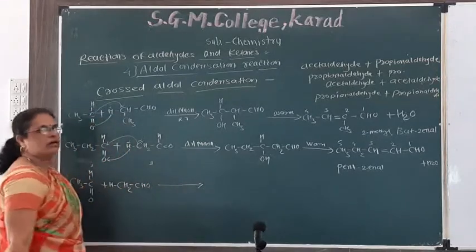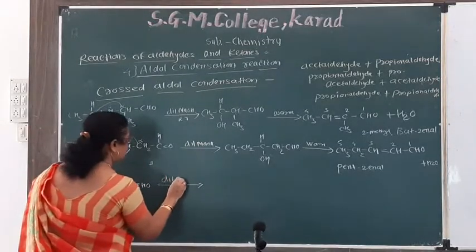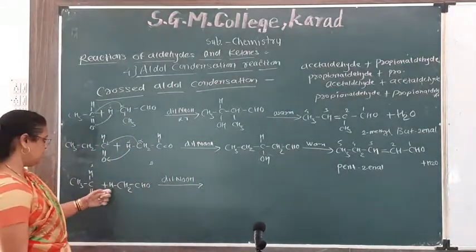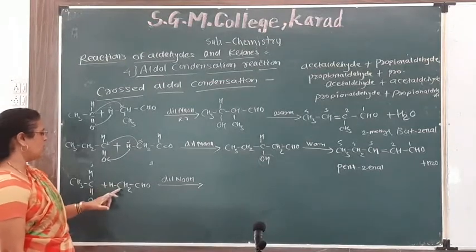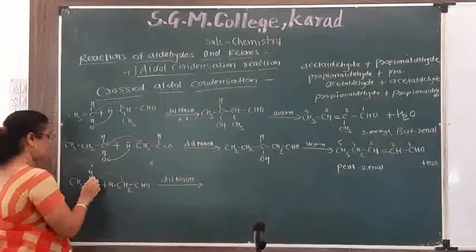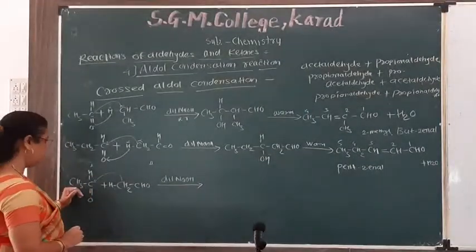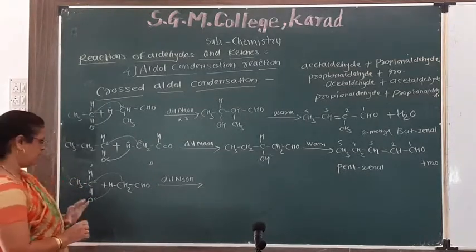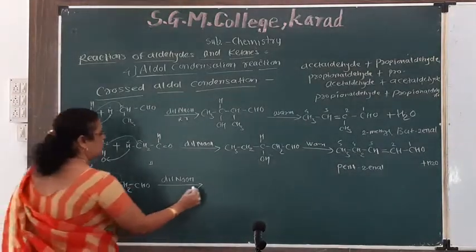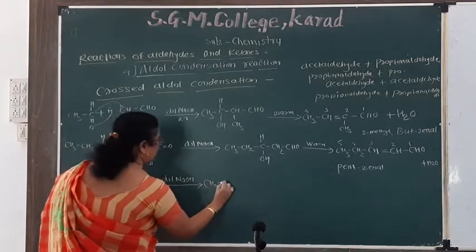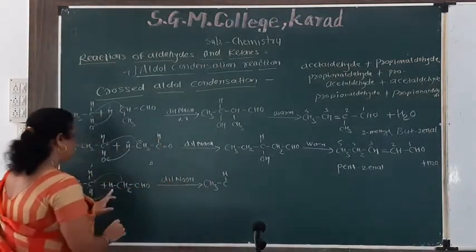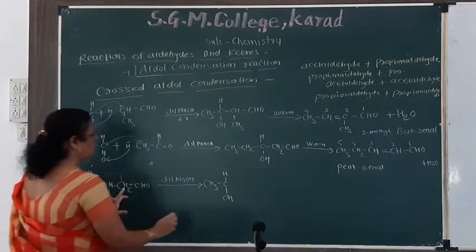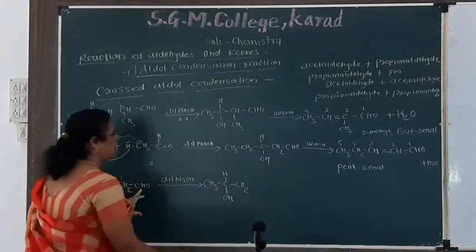This reaction takes place in presence of dilute NaOH. This is alpha carbon atom, this is alpha hydrogen atom. The alpha carbon atom of the second molecule gets attached to the carbonyl carbon atom of the first molecule, and the alpha hydrogen atom migrates towards the carbonyl oxygen. Then we get the product, that is CH3, CHOH, CH2 and CHO.